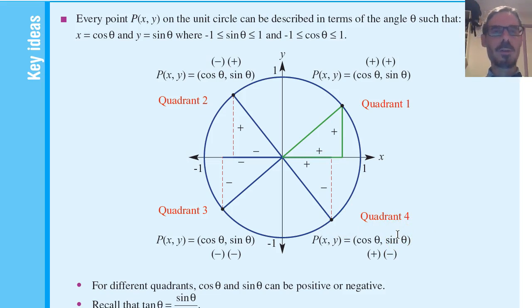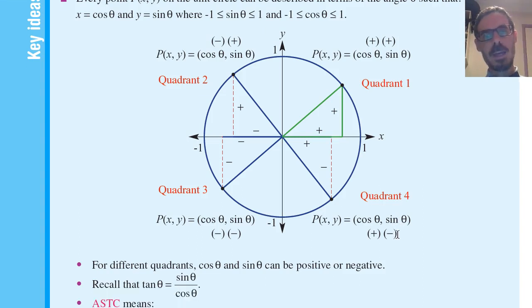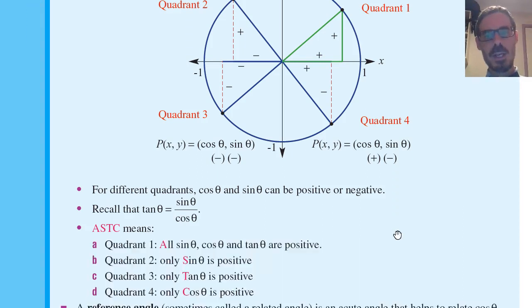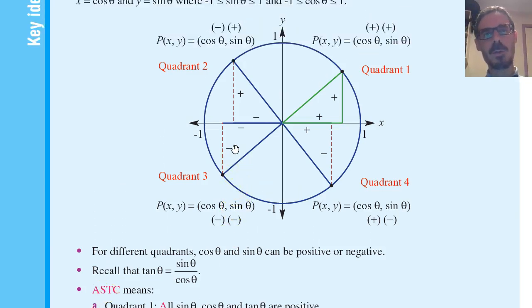How on earth are we going to remember what's positive and what's negative where? Well, we have to work out a simple little acronym. Your book suggests ASTC. What we're looking for is which one is positive. In the first quadrant, A, all are positive. In the second quadrant, S, only sine is positive. Let me go back and highlight that for you.